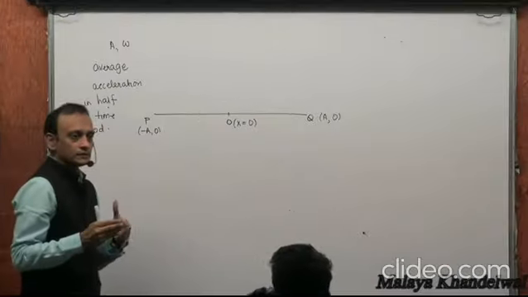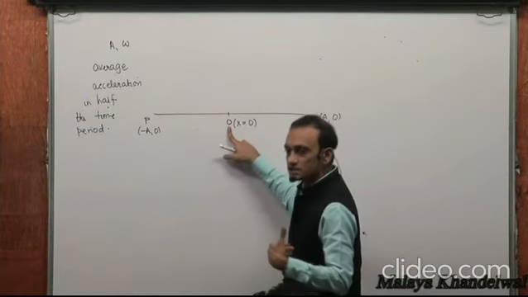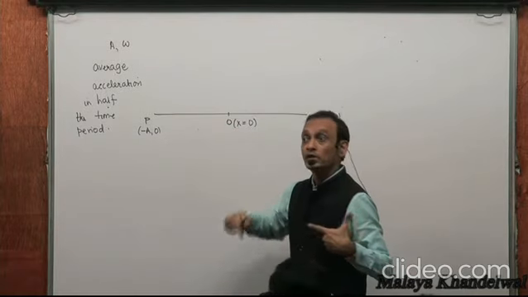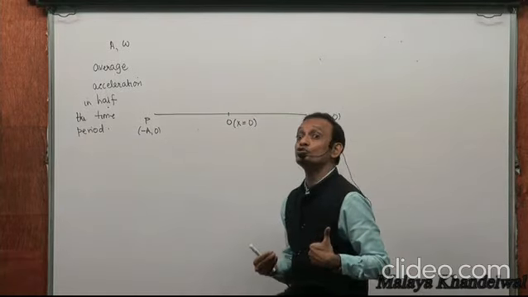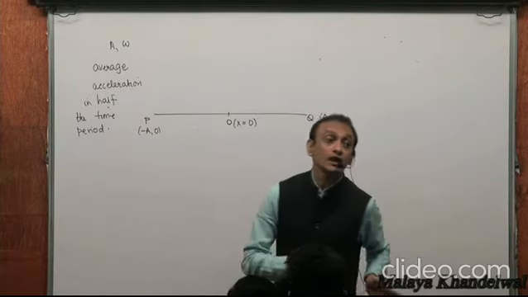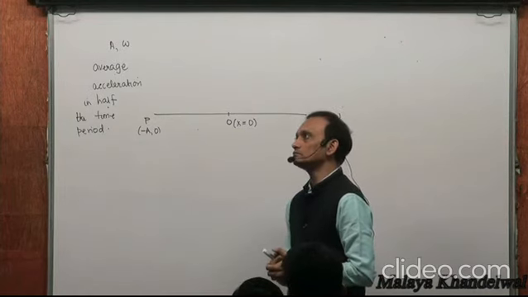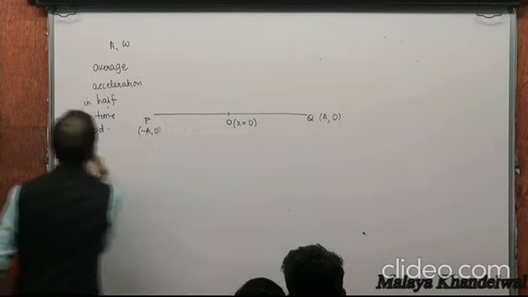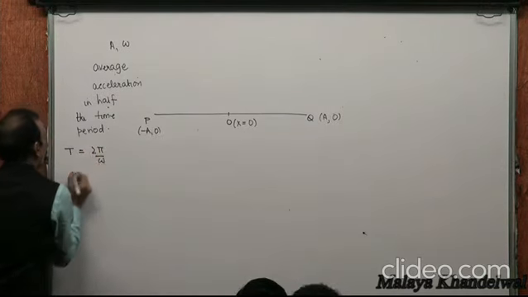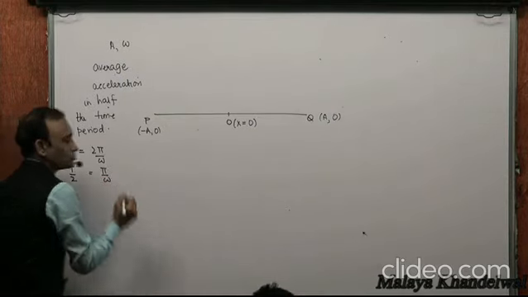Here we have an oscillator executing simple harmonic motion about the mean position, say the origin, having amplitude A and angular frequency omega. We want to find out the magnitude of average acceleration in half the time period. First of all, the time period is 2 pi by omega, right? Half the time period is going to be pi by omega.